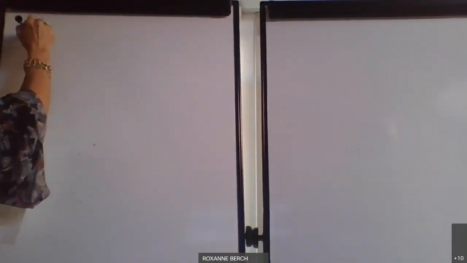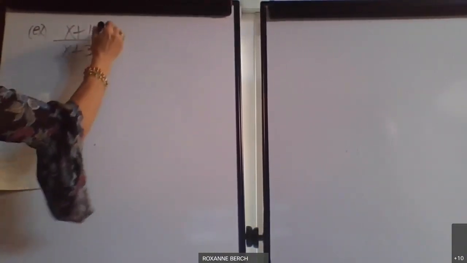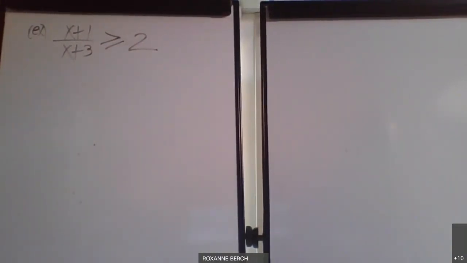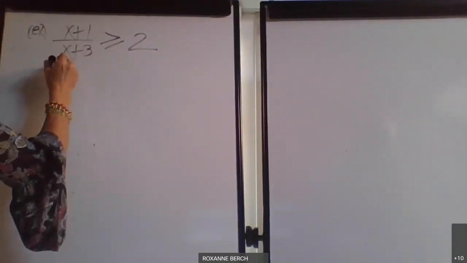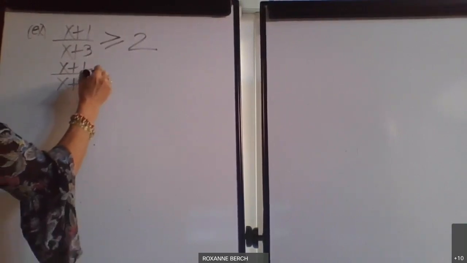All right, now check this out. I'm going to do one of the harder problems where it's not set equal to 0. So watch. X plus 1 over, that's rational. And look, it's greater than or equal to 2. Well, we don't want that. So remember, we have to set it equal to 0. So look what I'm going to do. I'm going to subtract 2 from both sides.